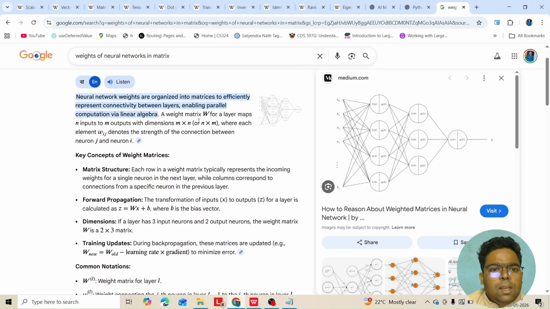If I say, let's say, the layer maps n into this one, then with dimension m cross n, that is m rows and n columns itself, or it can be different as well, n cross m. But the point is that it is used in forward propagation, that is z equals wx plus b, where b is nothing else but the bias vector.